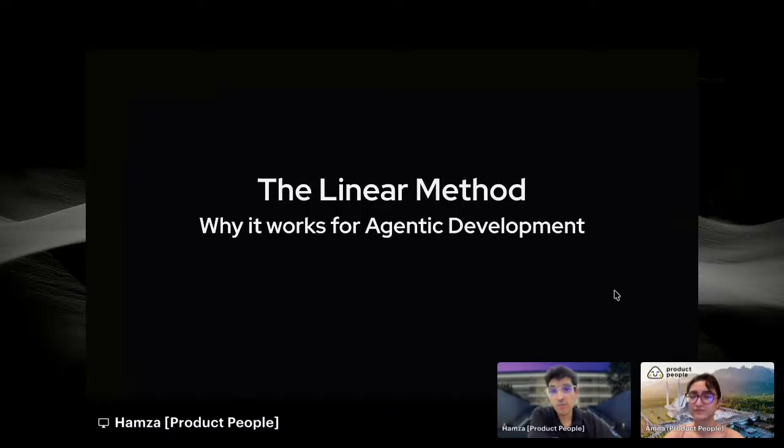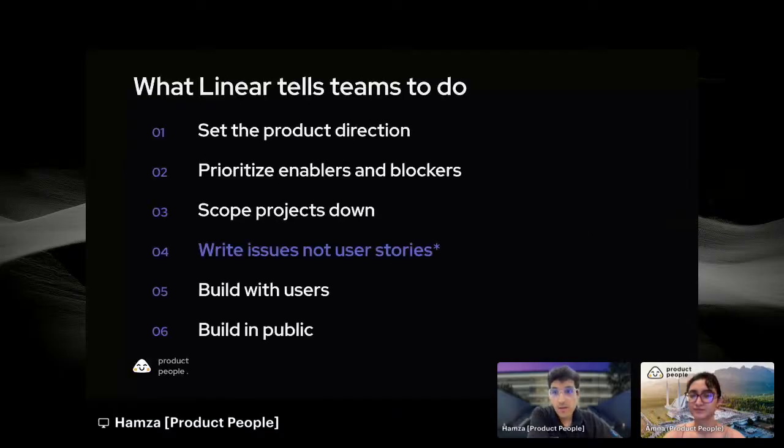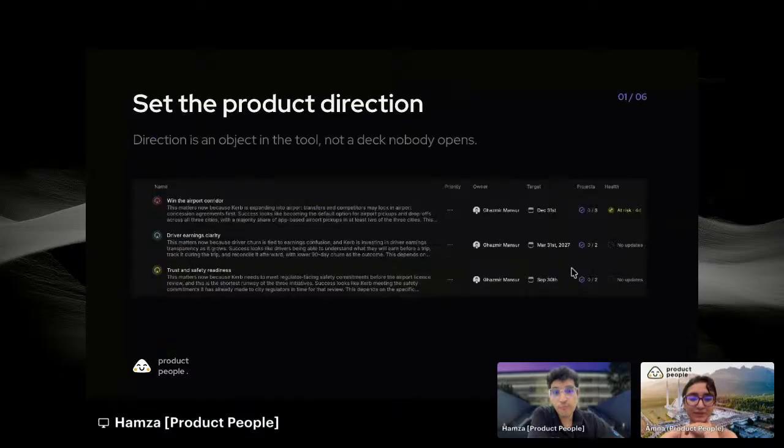Now, let's talk about the Linear method and why it works really well for agentic development. Linear has 11 practices published. I will cover six today, the ones I feel like changed most when agents enter the workflow. Starting with set the product direction.